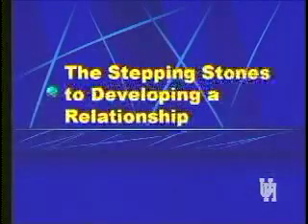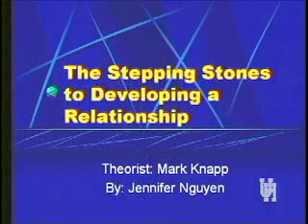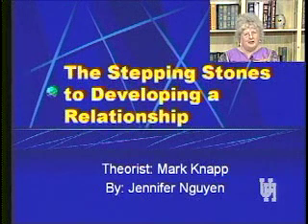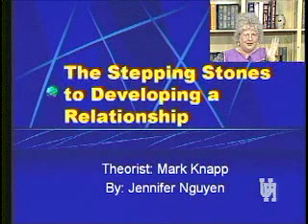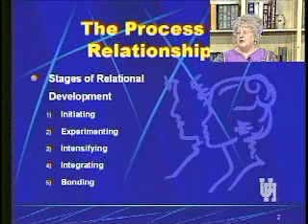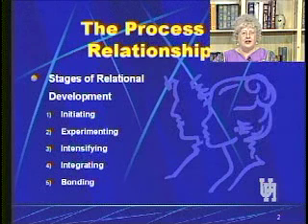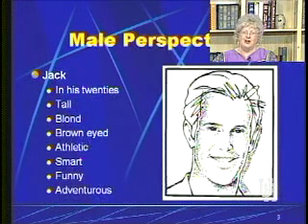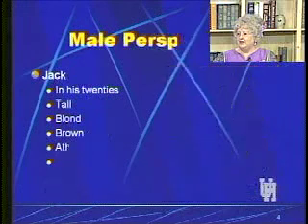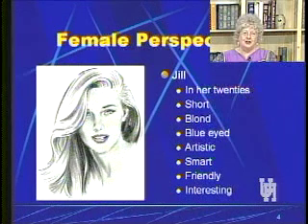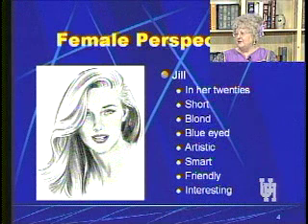We're going to look at a couple of applications now, and this is a cute little sequence. I think you'll enjoy this. One of my students last semester, Jennifer, put this together and created this hypothetical couple. They're going to have a little romance here and develop a relationship. Remember our five stages were initiating, experimenting, intensifying, integrating, and bonding. And here comes the fellow in the scene. This is Jack. He's in his 20s, tall, blonde, good looking, all the right stuff. And Jack, of course, who would he meet? Jill. According to Jennifer, Jill is short, blonde, blue-eyed, artistic, smart, friendly, the perfect female for Jack.